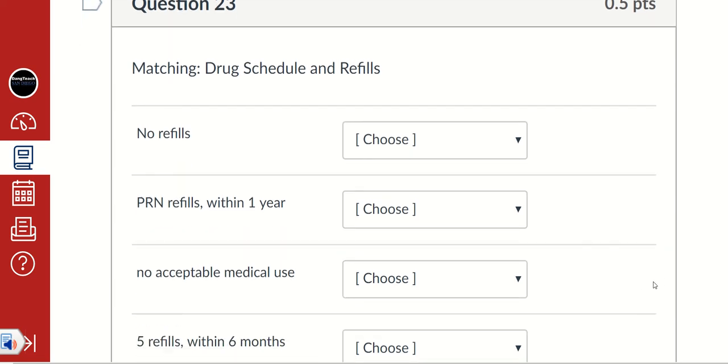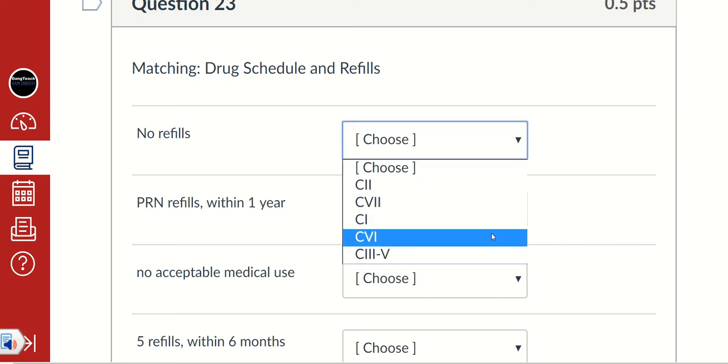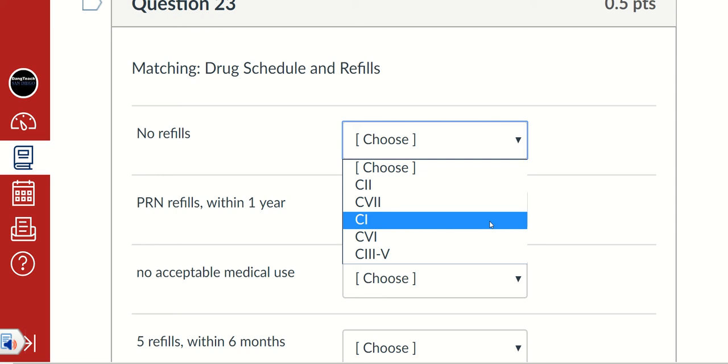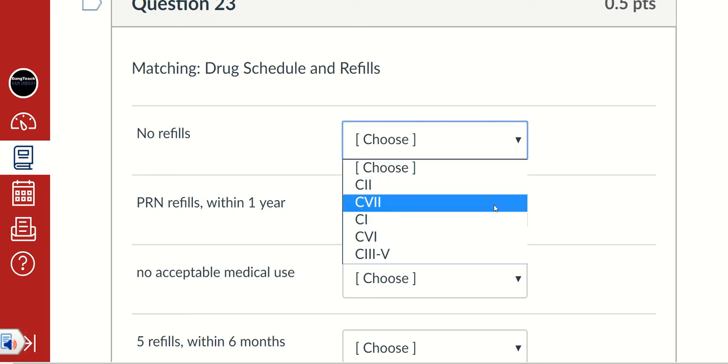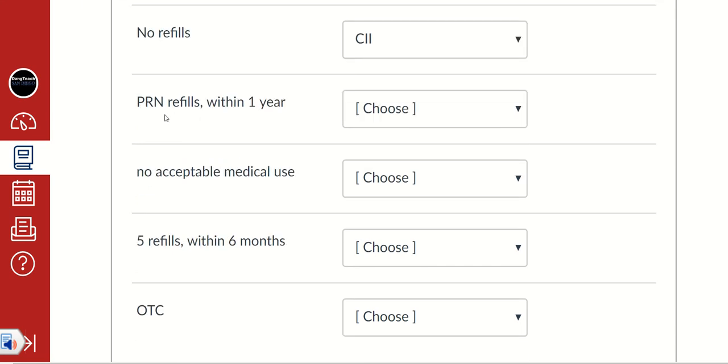All right, schedules and refills. No refills? C1? I don't know. I thought about the death thing. No refills. Which of the following schedules has no refills? 2, right? Adderall, morphine. Refills within 1 year. As needed refills within 1 year. 3. Two. What? Wait, no, 4. 4 is controlled. Now you're guessing. Yes, we are.